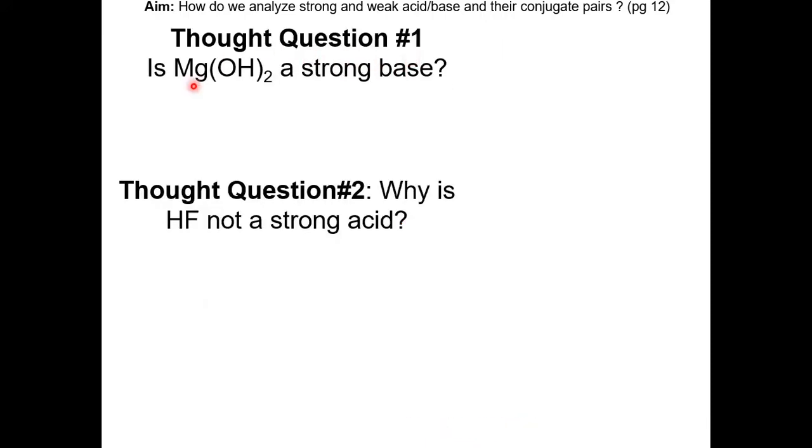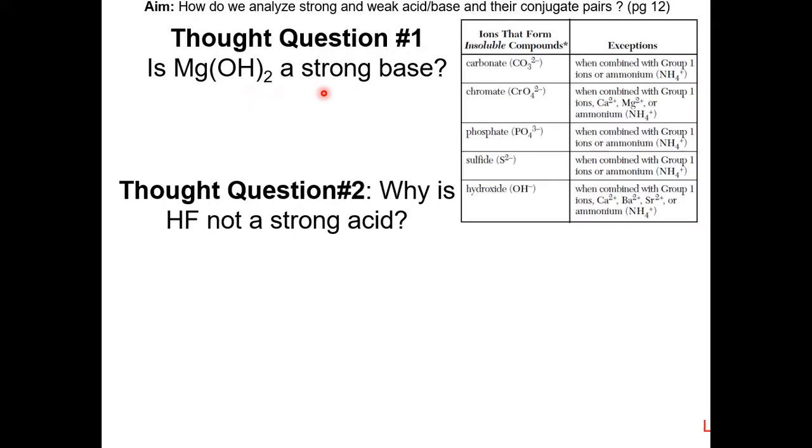Question number 1, is magnesium hydroxide a strong base? Notice that this one was not in the 8 strong bases. This is a weak base. If you check Table F in your reference table, magnesium hydroxide is not soluble. Therefore, it is considered a weak base.